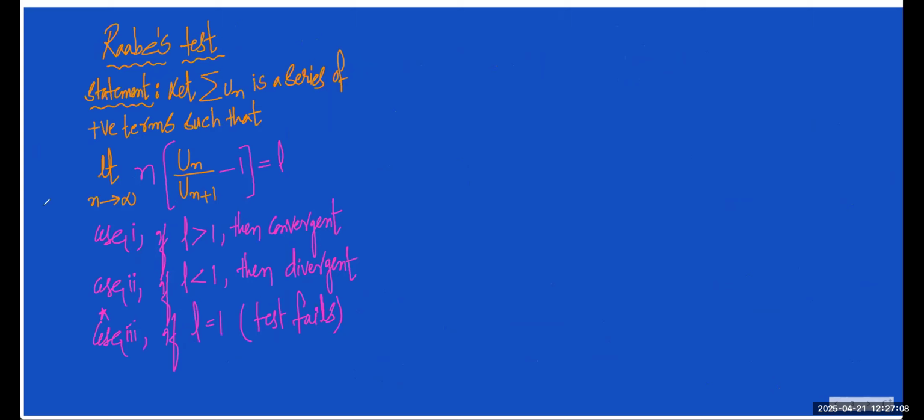I will tell you its continuation now. I am taking a problem. The question is: test the convergence of the series summation of 4 into 7 and so on up to 3n plus 1, divided by 1 into 2 into 3 and so on up to n, into x power n. This is the question.